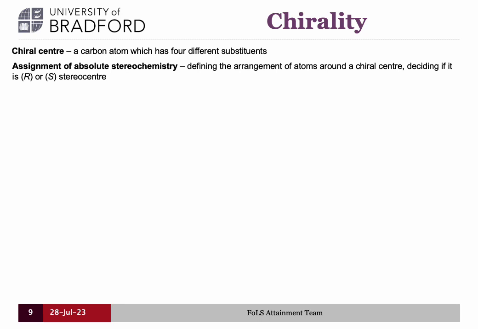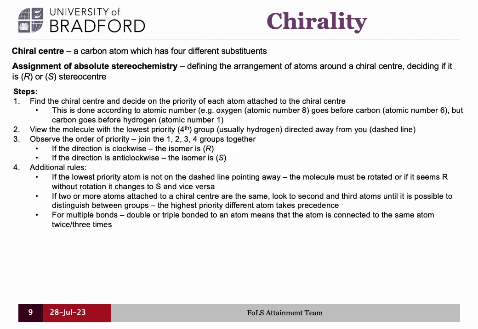To do this, we need to follow several steps, as shown on this slide. So the first thing we need to do is find the chiral center and decide on the priority of each atom attached to the chiral center. This is done according to atomic number. For example, oxygen with an atomic number of 8 goes before carbon, which has an atomic number of 6, but carbon goes before hydrogen, which has an atomic number of 1.